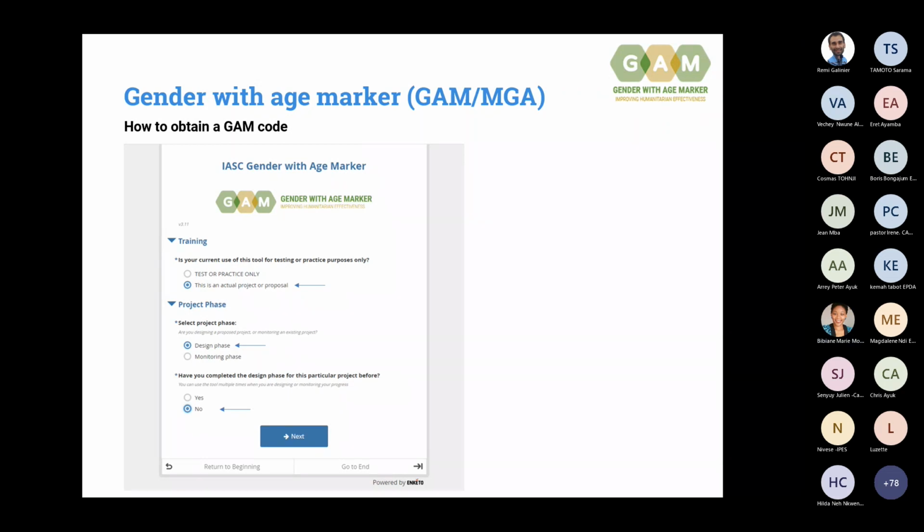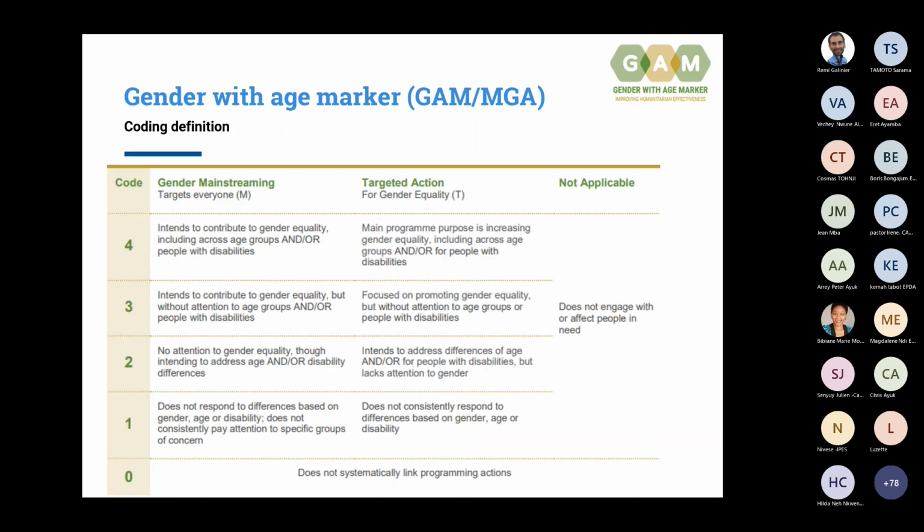Slide. The number will reflect the Gender with Age Marker coding. So there is a coding definition from 1 to 4. If you have 0 or 1, it means that your project does not respond to the differences based on gender, age, or disability. You have the possibility to refill the module so that you can have a better score.